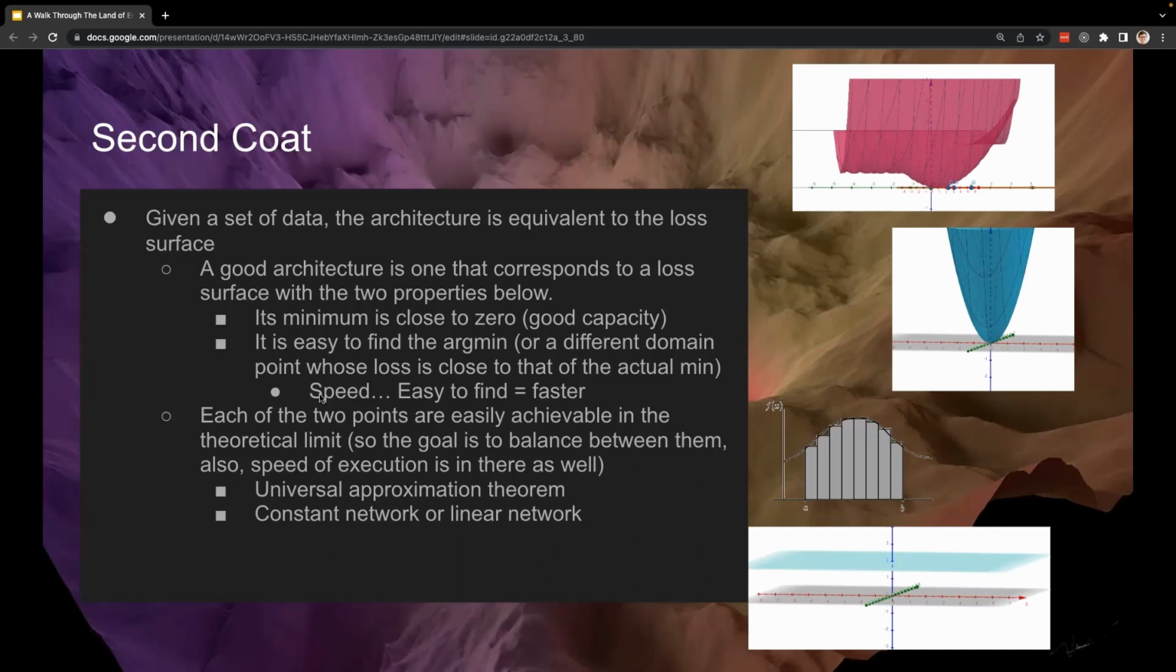And then, for something that's instantly fast, you could just have a constant network, right? So the goal is to balance those two things, the speed of training and the capacity, or how close to zero you're getting. Okay.